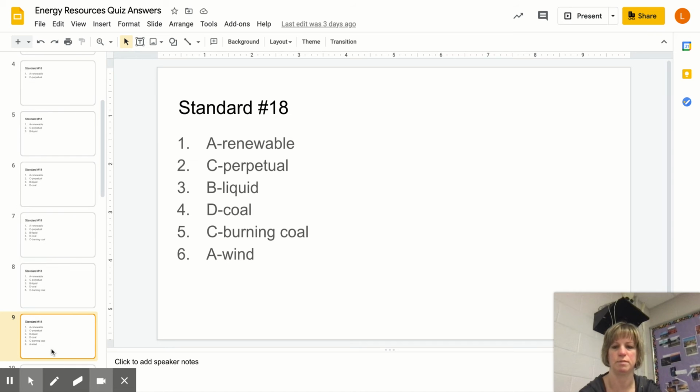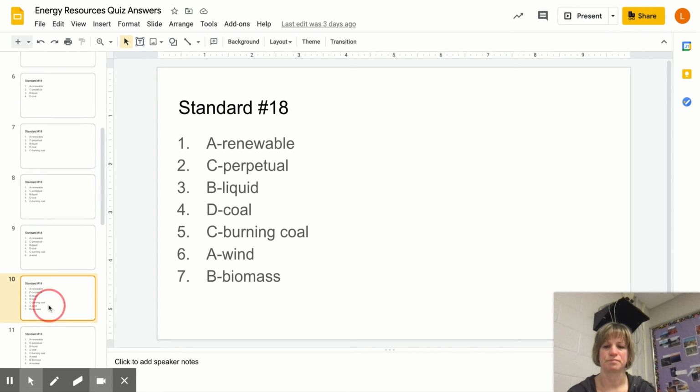And then number 6, the final one on page 1. There we go. Wind is actually a type of solar energy. The reason for that is the sun unevenly heats the air. So you get air masses that have higher and lower pressure, and air always moves from high to low pressure.